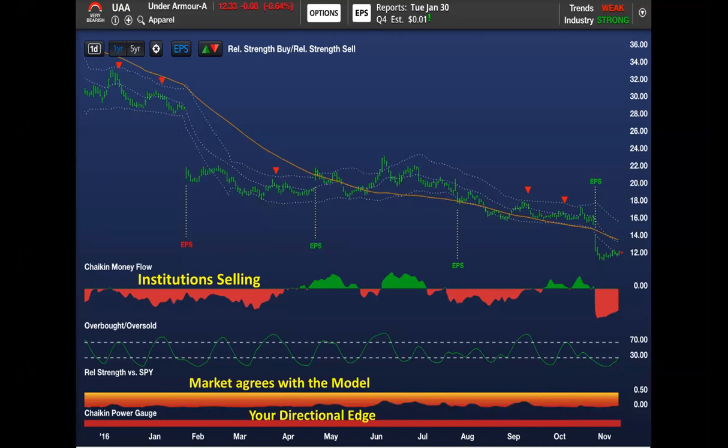So you've got your directional edge from the power gauge, you've got relative strength confirming it, and institutions selling. And we know that because Chaikin money flow is consistently red. Even now, Under Armour has gone from a large cap favorite of the hedge funds to a mid cap stock. And if it doesn't get its act together, this is going to be a small cap stock very shortly. So what happened just 2 weeks ago? Another negative earnings surprise. The stock, which looked like it had bottomed out at 16, traded all the way down under 12 in response to that negative earnings surprise. It's never too late to sell a stock where everything's lined up against it. We'll get a slide from Warren Buffett affirming that. Applied Materials now trading at 58.13, new all-time high.